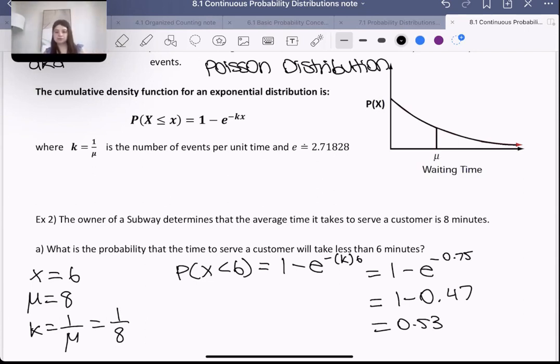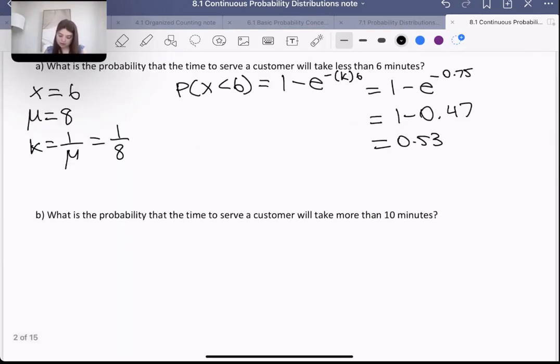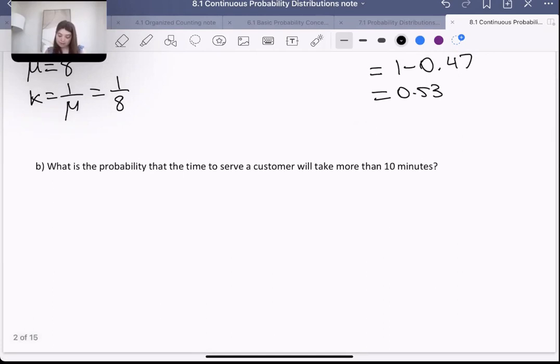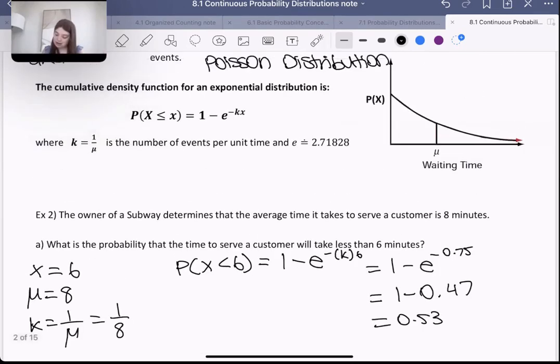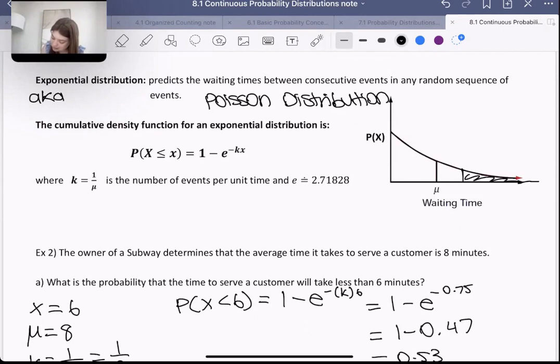Good. All right, so let's do another one. This one says, what is the probability that the time to serve a customer will take more than 10 minutes? So this is away from the mean. This is higher than the mean, and we want to know about more than 10 minutes. So we're expecting a relatively low probability, certainly lower than 0.53, because if we go past here, there's less here than there is in the beginning for our exponential distribution.